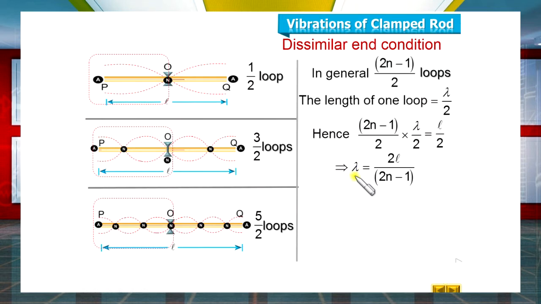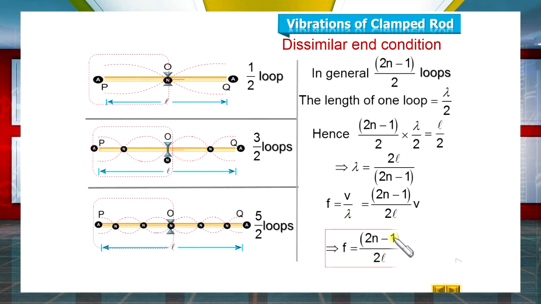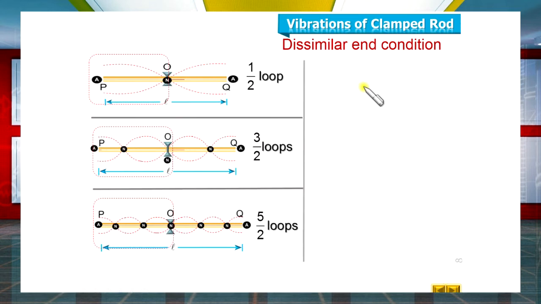Now we can write the frequency. Frequency equals wave velocity divided by lambda. We know the wave velocity for the rod is under root Y divided by rho. So we can substitute v for the wave velocity, and for lambda we write 2L divided by (2n-1), right? So the frequency term is now (2n-1) divided by 2L multiplied by v, and v is equal to under root Y divided by rho. Now let us write this frequency, the general expression for the frequency, on the next page.